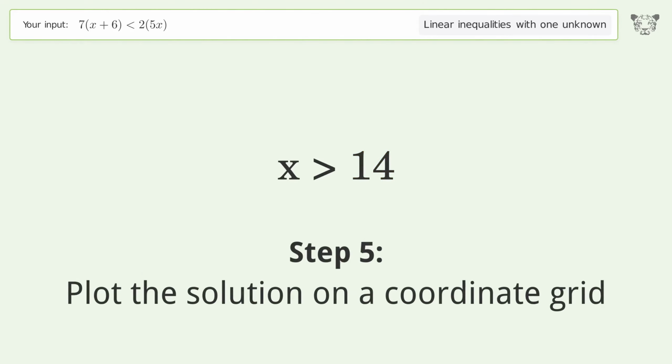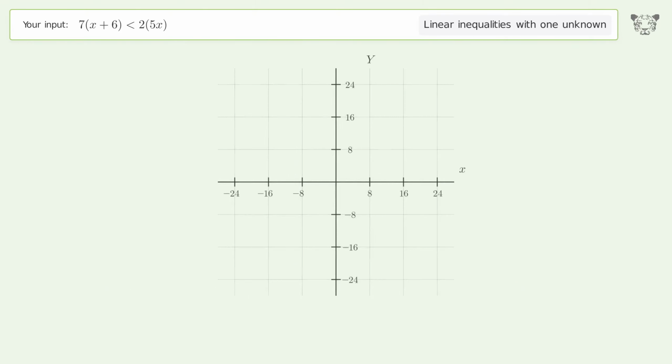Plot the solution on a coordinate grid. And so the final result is x greater than 14.